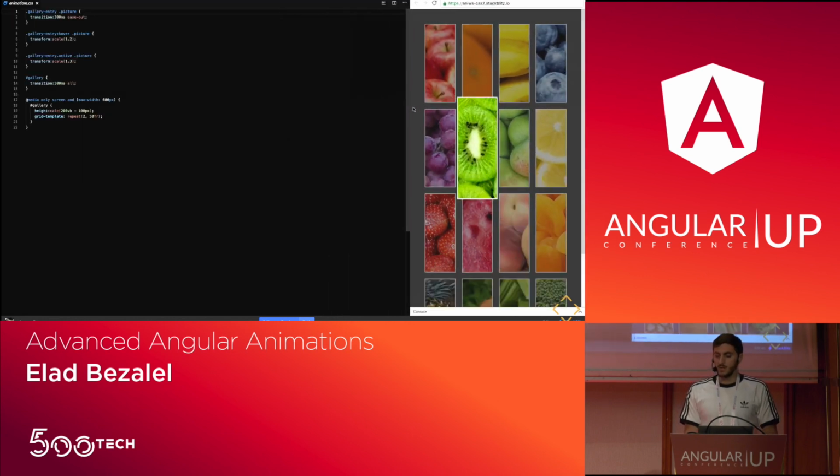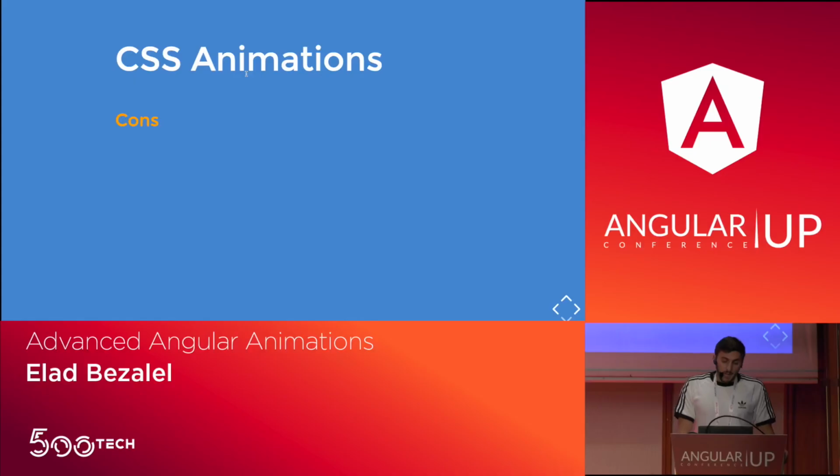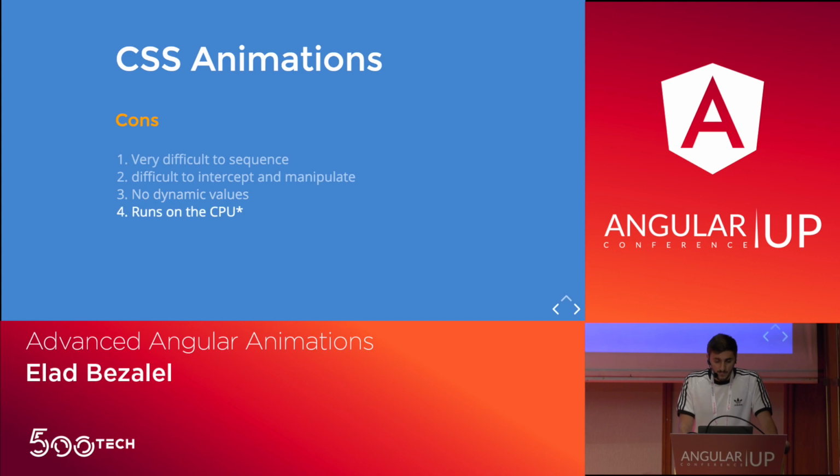It scales nicely, right? So this is really good if you have a mobile application, you rotate the phone, then you want it to look nice and not ugly. But CSS animations are all good, but it's very, very difficult to sequence multiple animations. Let's say I'm animating one element, and I want to affect another element on the screen. It's really difficult to intercept these animations and change them along the way. And you can't use dynamic values.